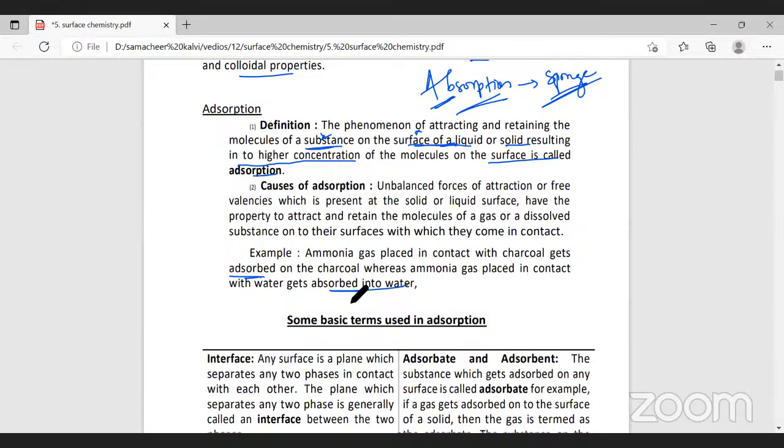So this is the definition for adsorption. One is the attraction and retaining of the molecules of a substance on the surface of a liquid or a solid. The second one is the cause of adsorption. It is due to the unbalanced force of attraction or free valencies, which is present at the solid or liquid surface, having the property to attract and retain the molecules of a gas or a dissolved substance.